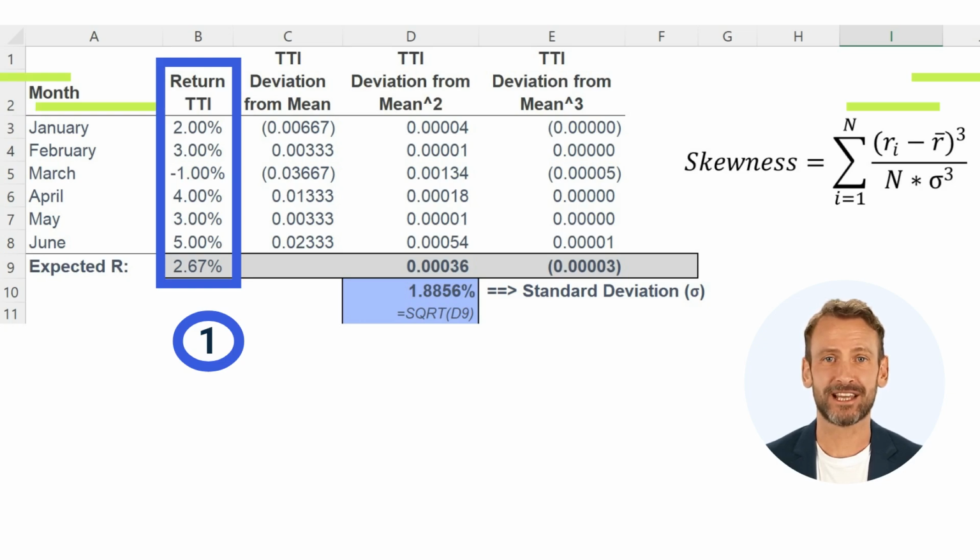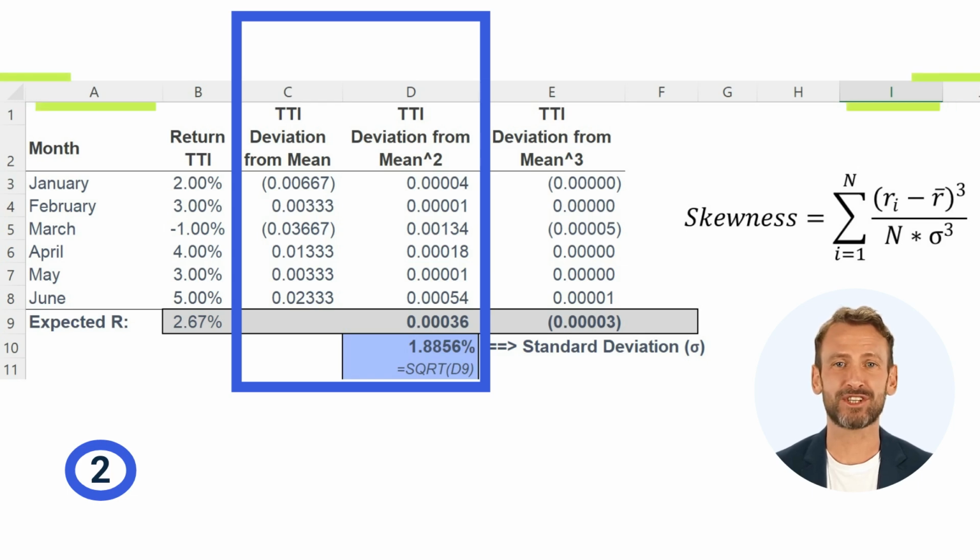The first step is to calculate the average return. This average return is the result of adding all the monthly returns and dividing by the number of months of data. We can also interpret it as the return we predict for each of these firms looking forward. After calculating it, this return is 2.67% for TTI.